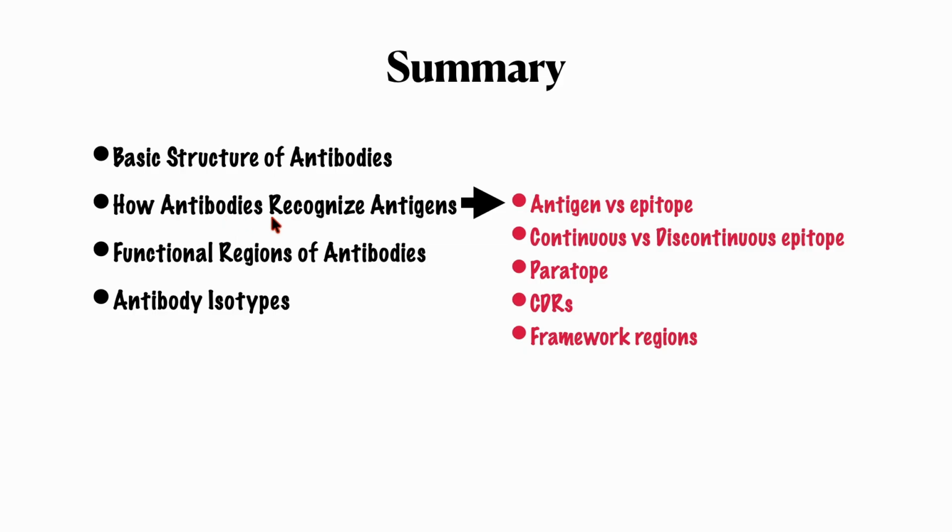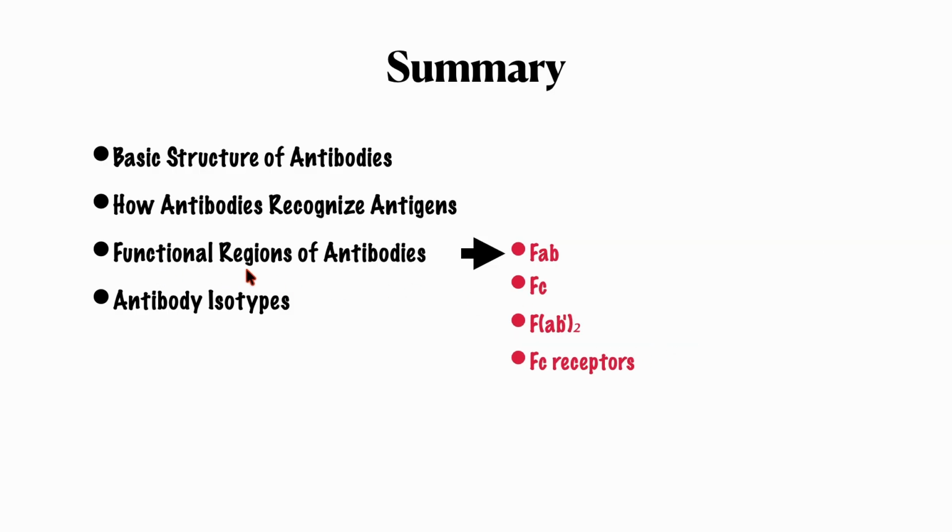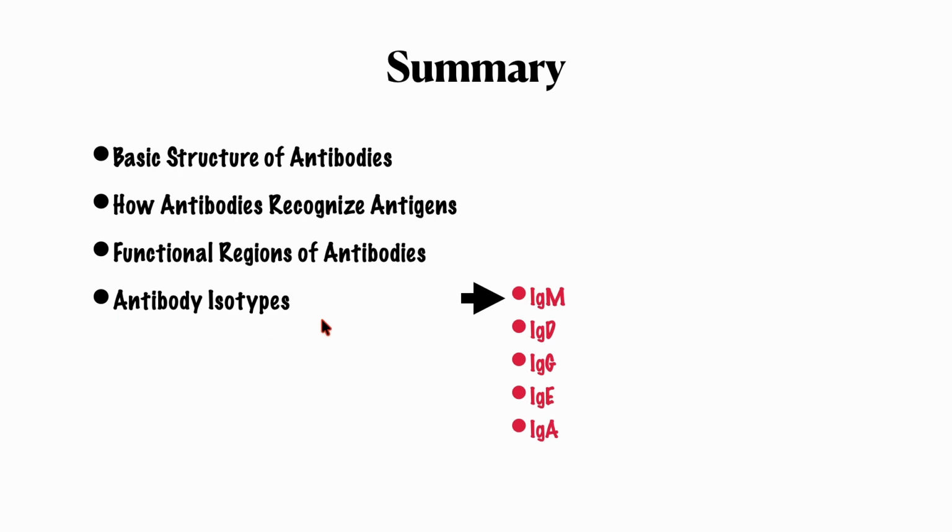In terms of how antibodies recognize antigens, antigen versus epitopes, continuous versus discontinuous epitopes, paratope, CDRs, and framework regions were explained. In terms of functional regions of antibodies, I explained FAB, FC, FAB2, and Fc receptors. Finally, in terms of antibody isotypes, I explained IgM, IgD, IgG, IgE, and IgA.